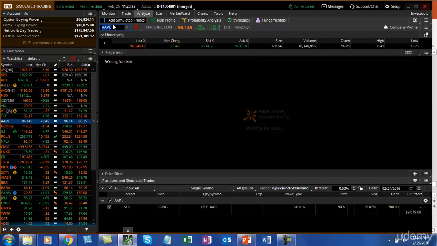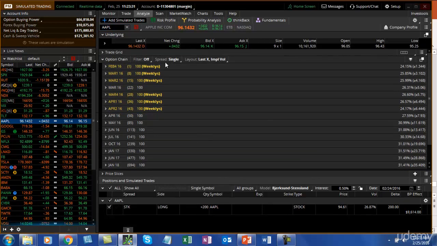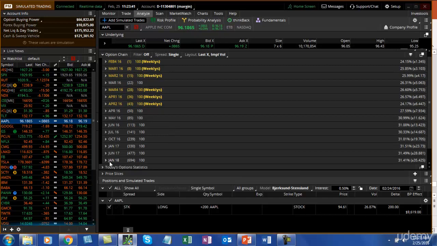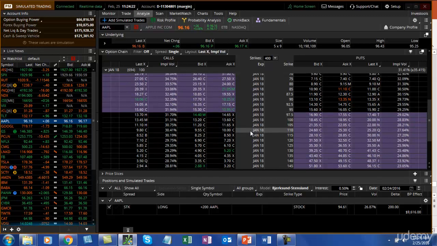If you want to take a look at Apple options, you have options all the way from weeklies. This one expires tomorrow. This one expires next week. And this is the March monthly. And you have options going all the way to Jan 2018. So this is on Apple. And if you were to buy an option here, that would be 2 years away.